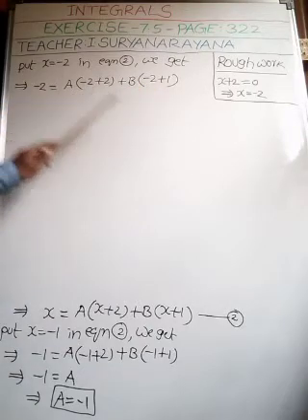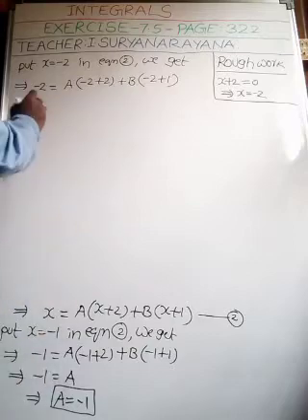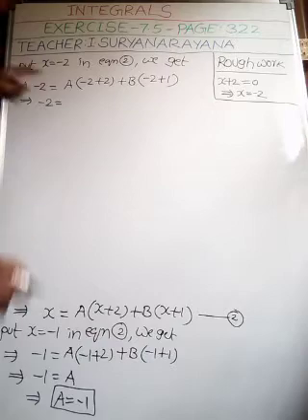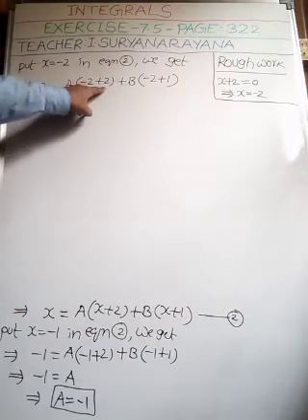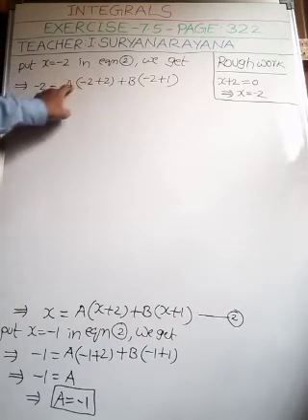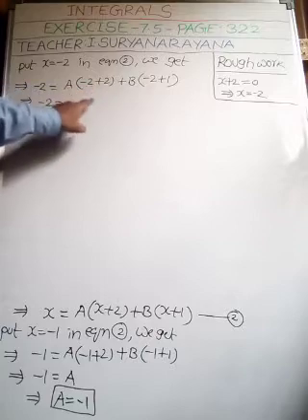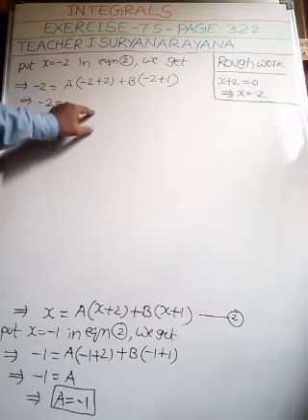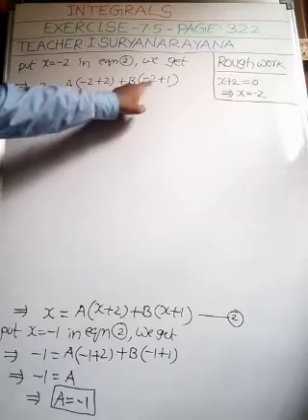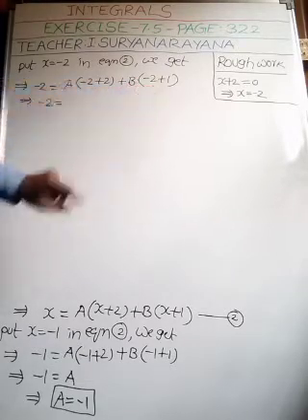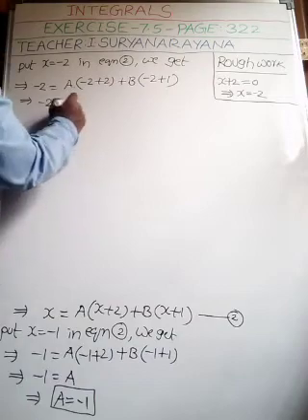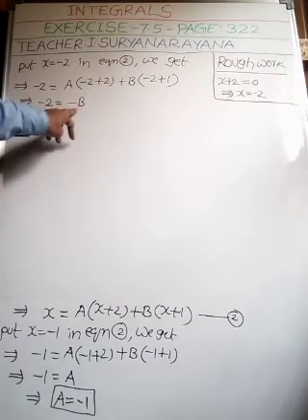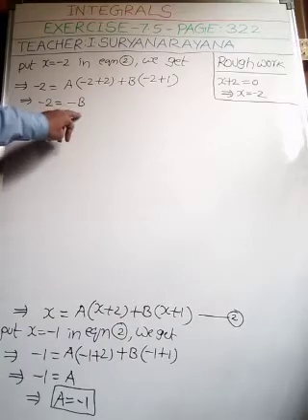Right. Now let us simplify. That implies minus 2 is equal to, here a into minus 2 plus 2. What will you get here? 0. a into 0, 0. So I am not writing the first term, 0. Now come to the second term, b into minus 2 plus 1. What will you get here? Minus 1. So finally, after simplification, what will you get? Minus 1 into b, minus b. Understood this step, my children?